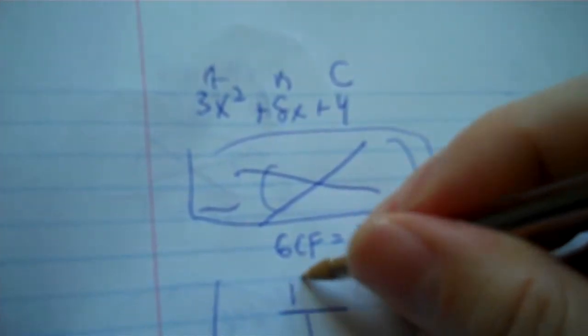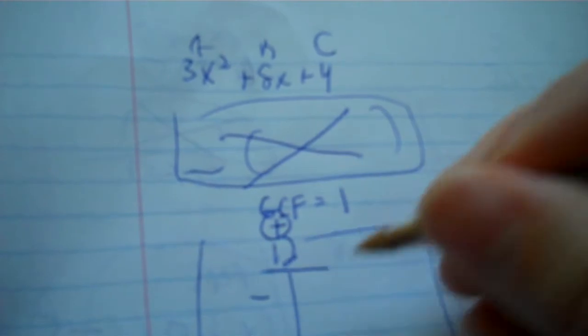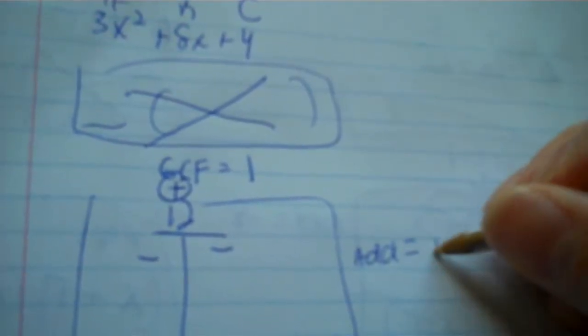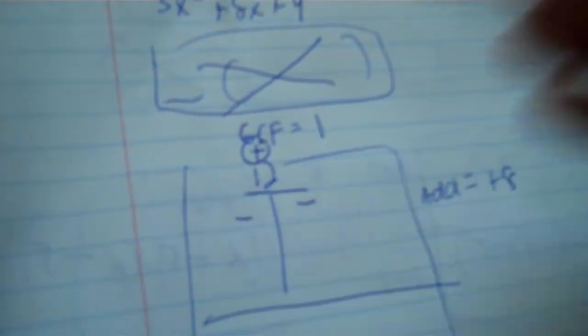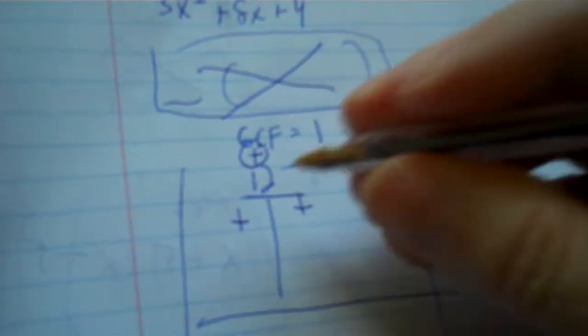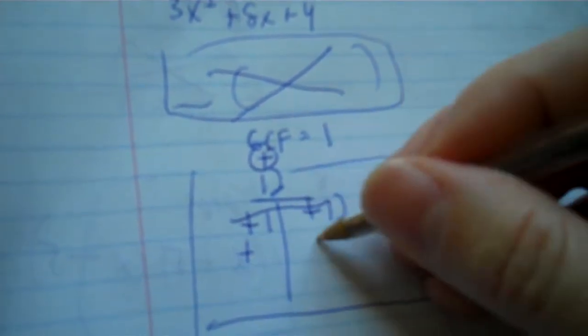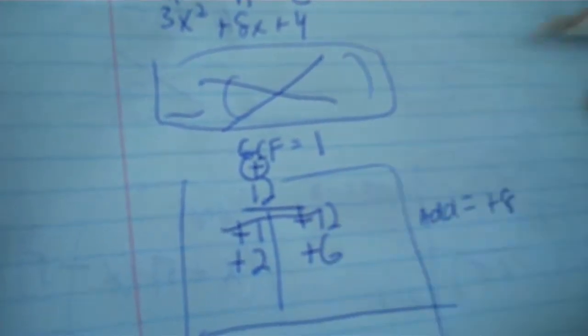GCF would be 1. 3 times 4 again is 12. It's positive 12, so negative, negative. I'm trying to add to get to positive 8. So it's positive 8, I'm going to need positive, positive. So divide by 1, I get 12. Nope. Divide by 2, you get 6 right there.